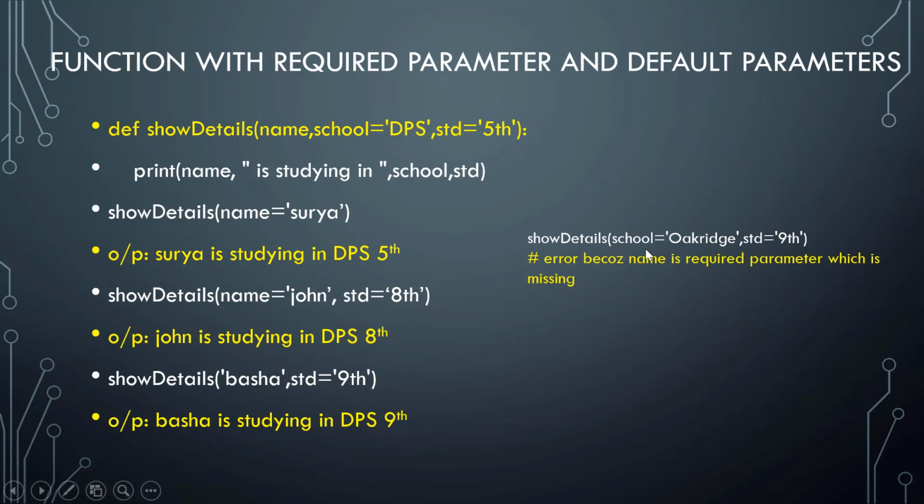No. Error. Because what is this here? Name is a required parameter, but you forgot to pass name. You are passing school value as Oak Ridge and standard is ninth, but you forgot to pass the very important required parameter called name. So you have to pass it. So this point is very, very important while working with required parameters and default parameters.